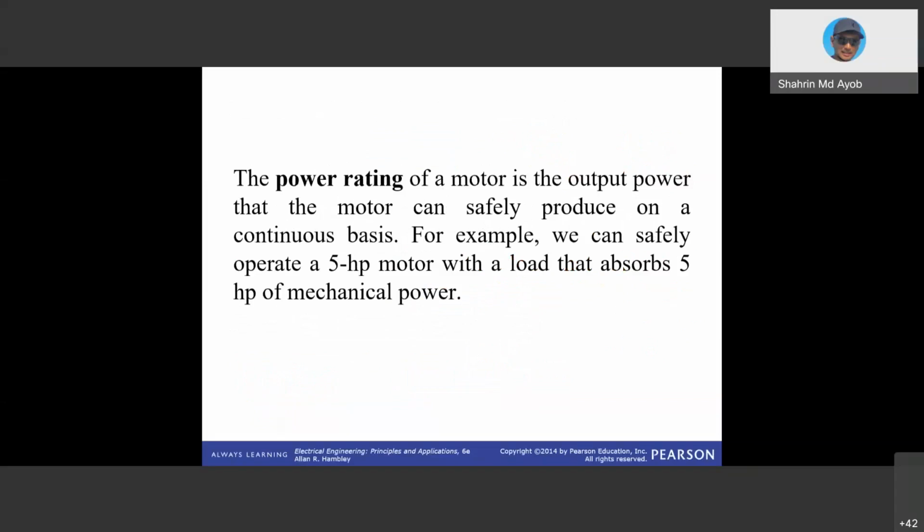And the power rating. So what you should know about the power rating? The power rating of the motor is sometimes said to be 5 horsepower. It means that the motor can run safely on a continuous basis, meaning that all day it can run at that value. So that is what you refer to as the power rating.